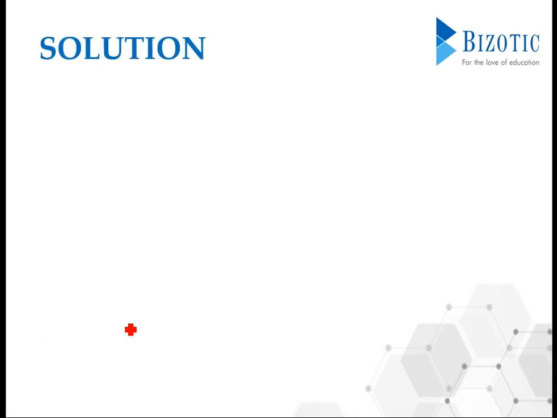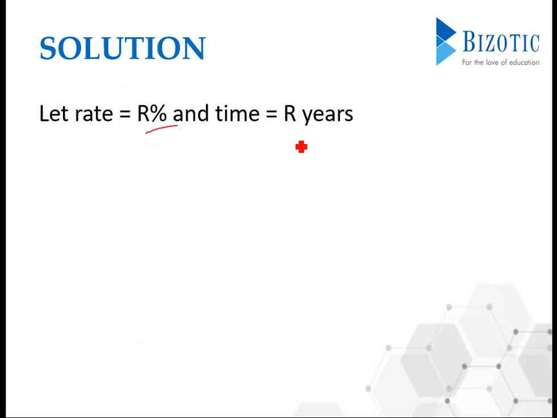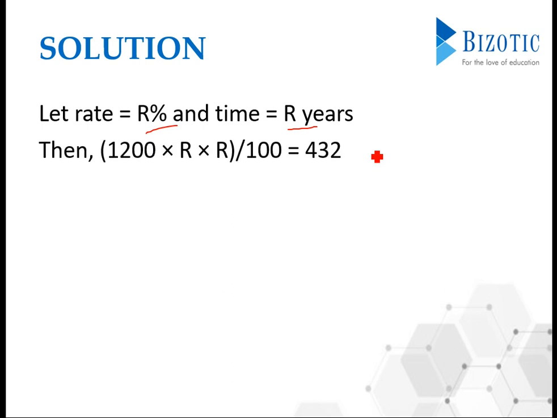So let's go to the solution part. Let the rate be R% and the time be R years, because both of them are the same. In order to avoid confusion, let's have a unique term. Now 1,200 into R, into R, divided by 100 is equal to 432. That is PTR divided by 100 is equal to 432. Direct substitution into the formula SI is equal to PTR divided by 100, where 432 is the interest earned, given in the question.